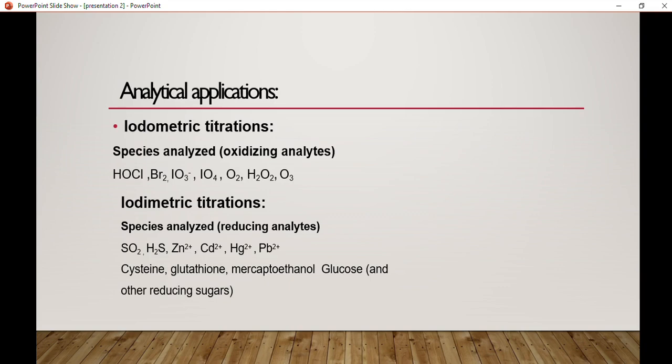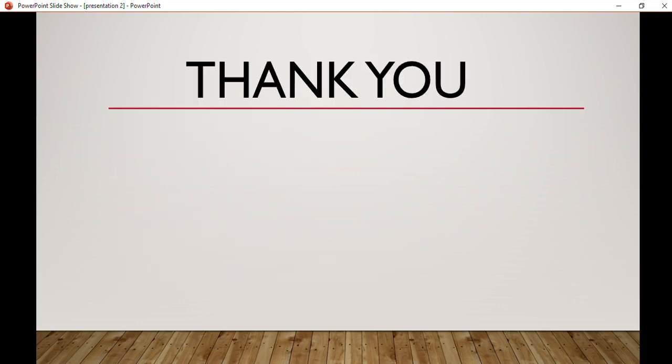Analytical applications. Iodometric titration, species analyzed, oxidizing analytes: HOCl, Br2, IO3, IO4, O2, H2O2 and O3. Iodimetric titration, species analyzed, reducing analytes: SO2, H2S, Zn, Cd, Hg, Pb, cysteine, glutathione, mercaptoethanol, glucose and other reducing sugars.